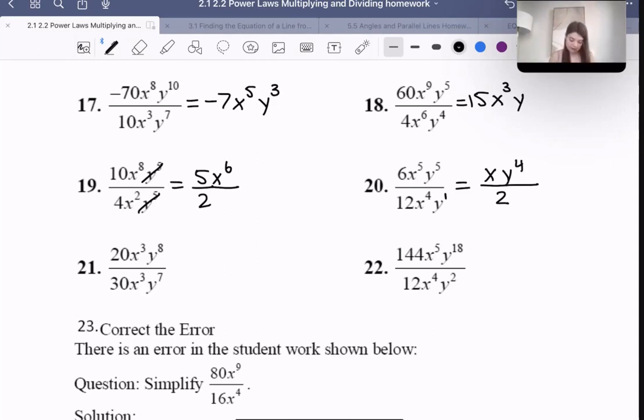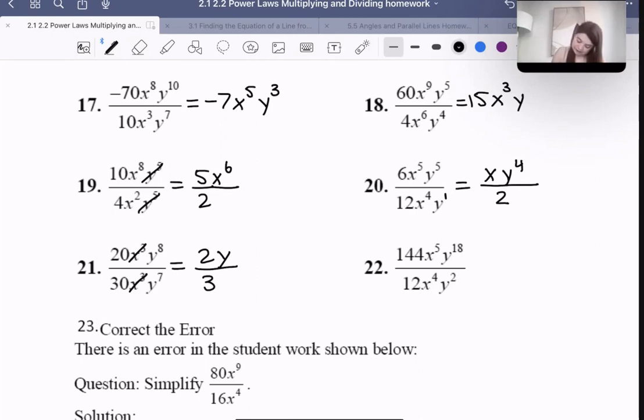Then this next one, we have 20 over 30, which is the same as 2 over 3. Then these x's, x cubed and x cubed, they cancel. And then the y to the 8 and the y to the 7, we do 8 minus 7, and we get y to the power of 1, which is just y. So we'll include a y there.